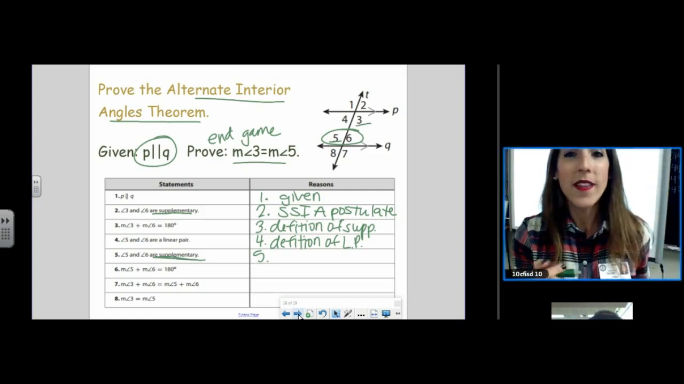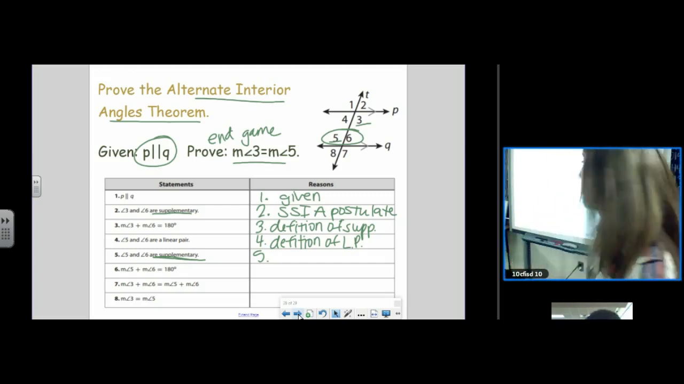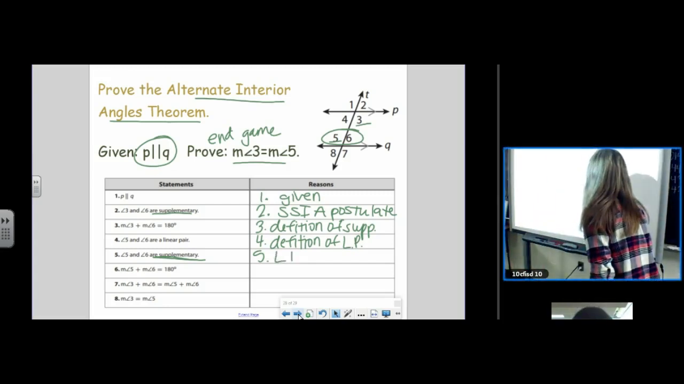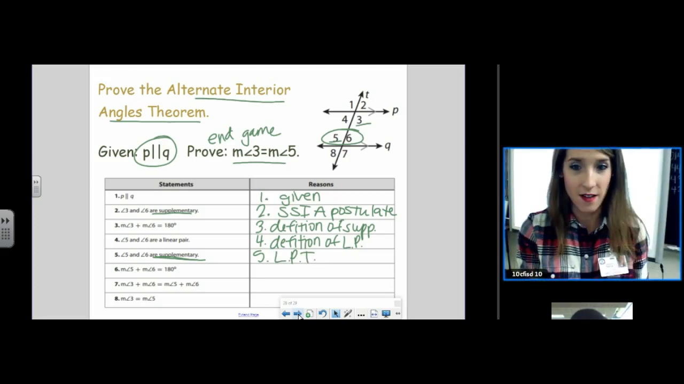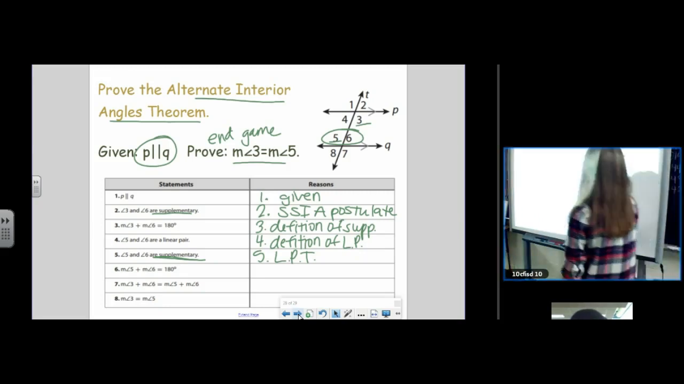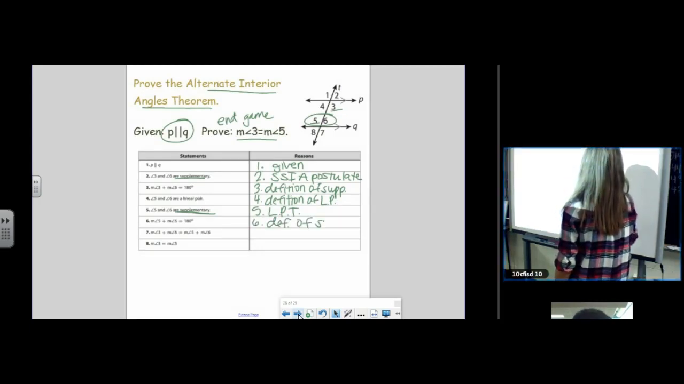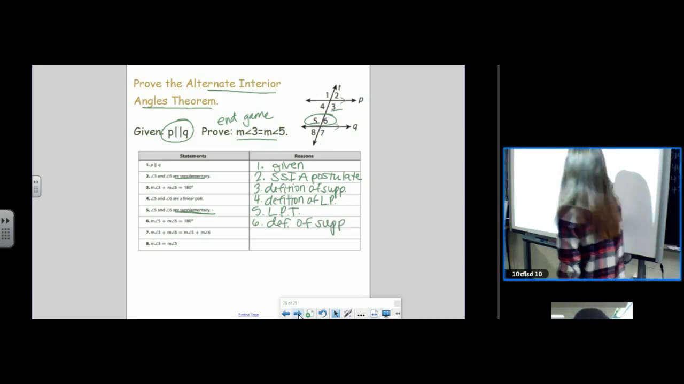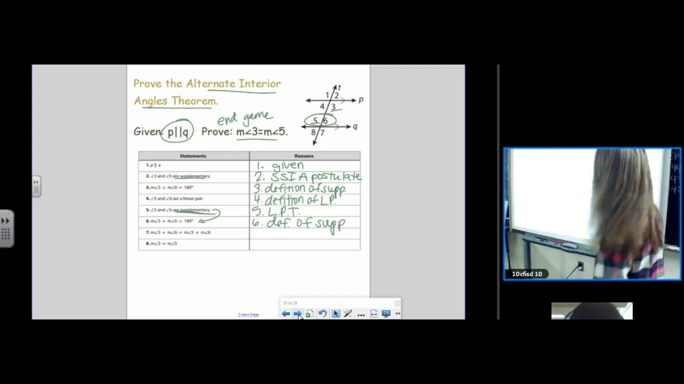Now, after they say they're a linear pair, then they say that they're supplementary. So in number 4, that was the definition of linear pair. Now we're actually saying they're supplementary. That's the LPT, the linear pair theorem. Okay, so therefore, 5 and 6 add up to 180. You can reuse something in a proof. Definition of supplementary: we just said they're supplementary, and then we say that they add up to 180. That's the definition of supplementary.